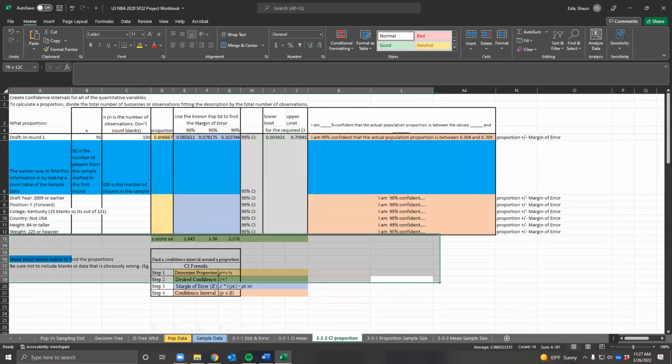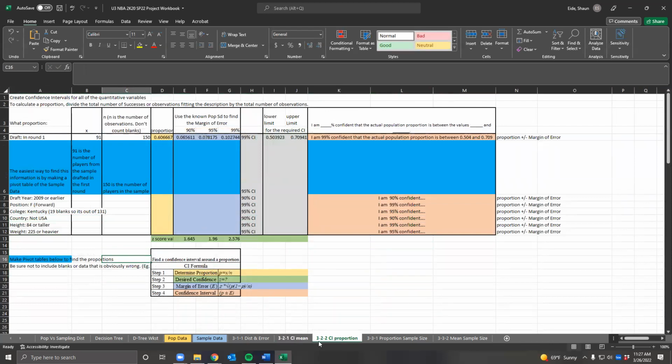Next, coming in here, you are going to be making confidence intervals around proportion. So for every single data set, you have to look at this information up here and say, okay, I've got to basically find the number of successes divided by the total number of observations. And you should be able to find your total number of observations.